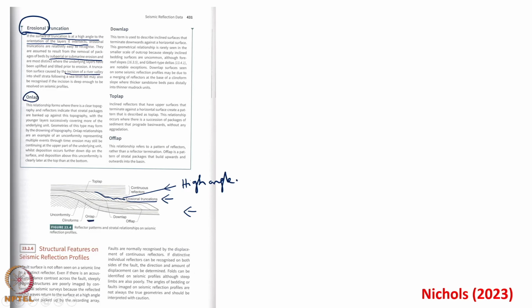In onlap, there can be a time gap between deposition of two units, say one is here and another is there, and such a contact does not persist for a very long distance. Then these contacts are known as onlaps. Onlap is an example of unconformity.